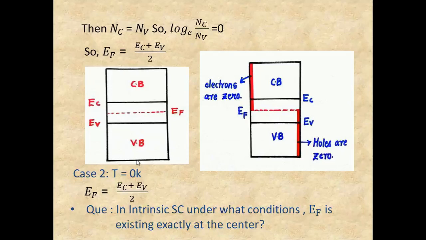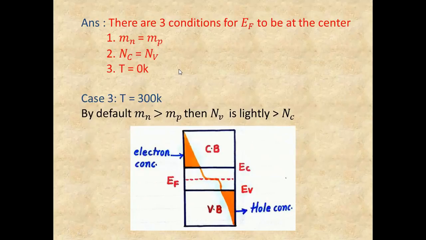So the question which can be raised here is: in intrinsic semiconductor, under what conditions is your Fermi energy exactly at the center? There are 3 conditions if we go through it properly: when your Mn is equal to Mp, where Nc is equal to Nv, and when your temperature is 0 Kelvin. If all 3 conditions exist, then your Fermi energy lies exactly at the center.